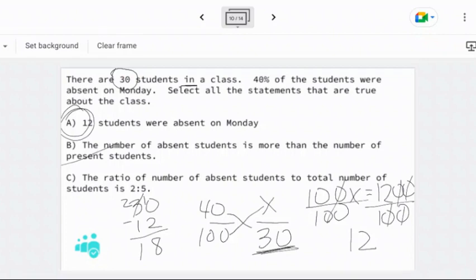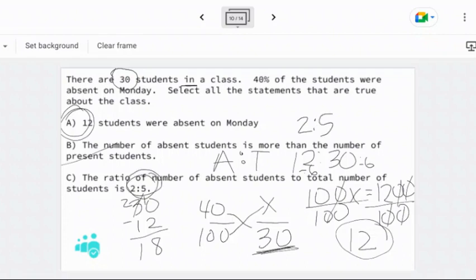The ratio of the number of absent students to the total number of students is 2 to 5. So absent to total. How many were absent? 12. To the total is 30. So if we simplify, what can I divide them both by? I can divide by 6, which gets me 2. I can divide by 6, which gets me 5. Is my ratio 2 to 5? Yes, it is. So that one would be true as well.